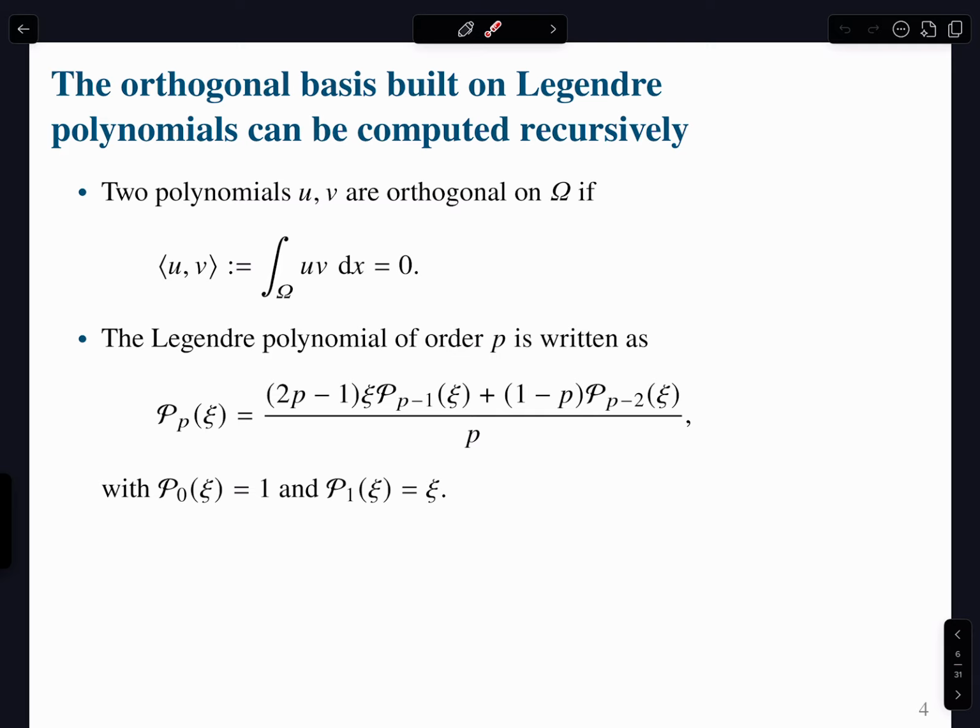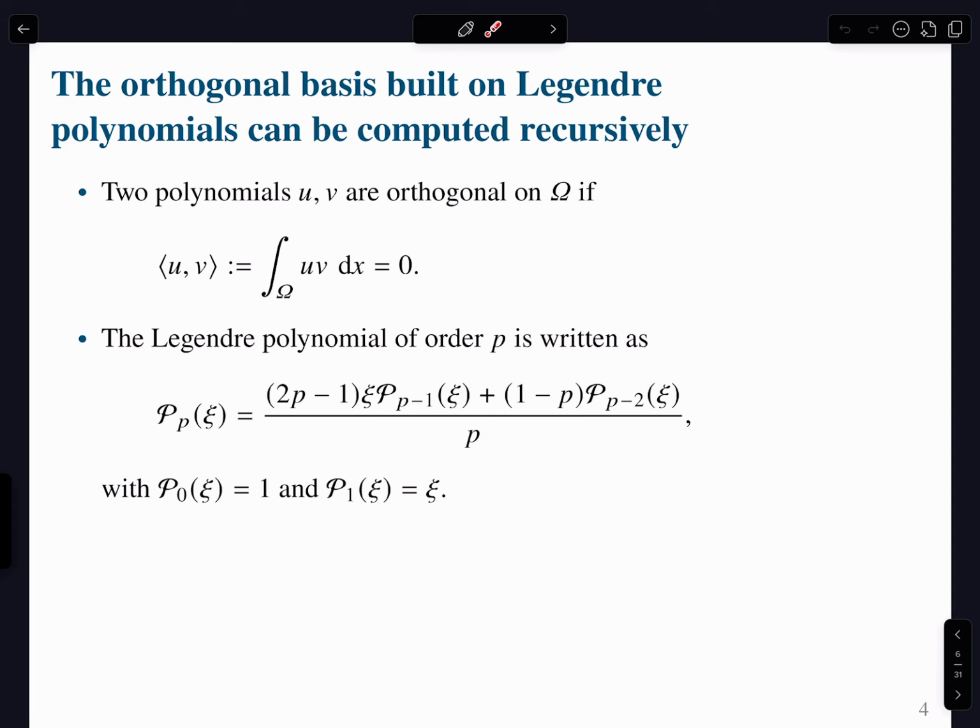The Legendre polynomials are orthogonal polynomials. So every new function that we introduce, every new higher order polynomial, is going to be orthogonal to all the bases that we have built so far. Something nice about Legendre polynomials is that you can construct them very easily with this equation. It's some sort of recursive equation.